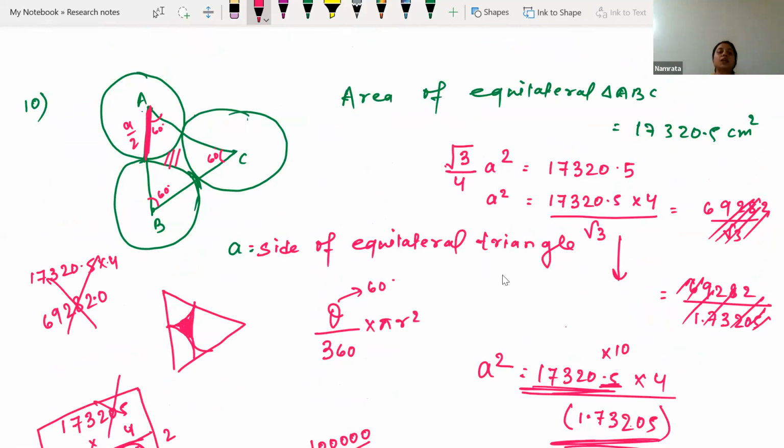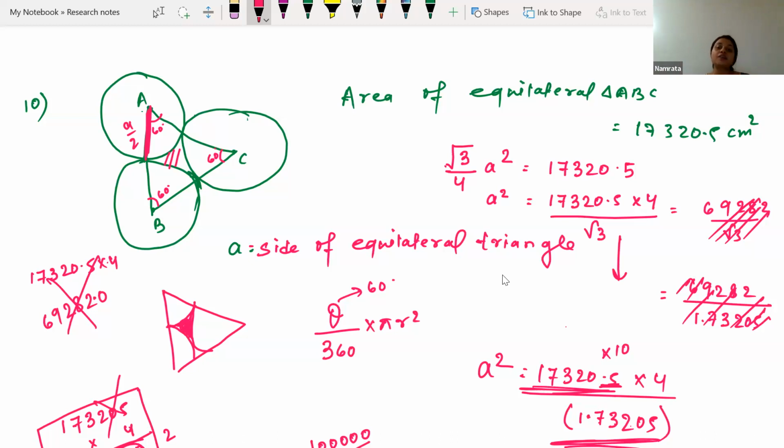For finding the area of the shaded region, what will we be doing? The area of the equilateral triangle, which is already given as 17320.5, minus the area of the sector of the circle. How will we find the sector of the circle? Theta by 360 into pi r square. Theta is 60 degrees, so 60 by 360 into pi.